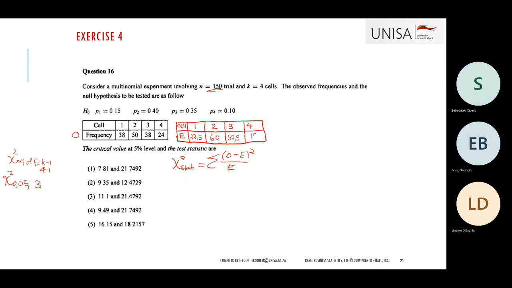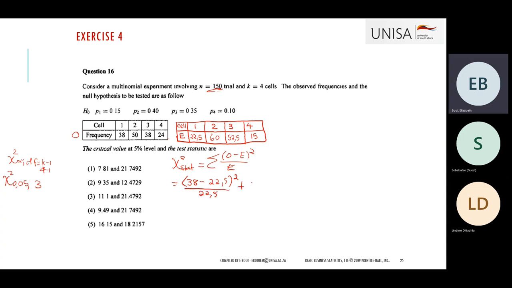That's 15. Okay, now let's substitute into the formula. Our observed is 38 minus 22.5, squared, divided by 22.5, plus 50 minus 60, squared, divided by 60, plus 38 minus 52.5, squared, divided by 52.5, plus 24 minus 15, squared, over 15.